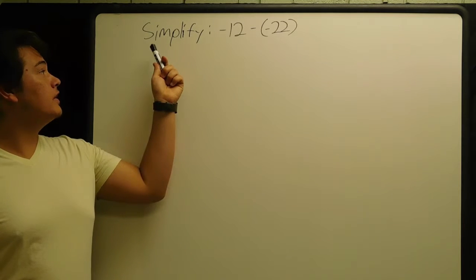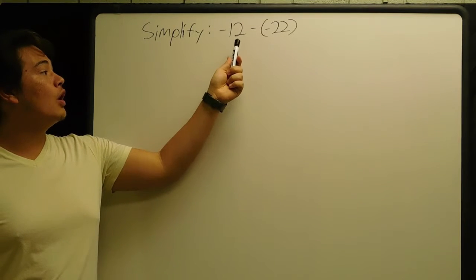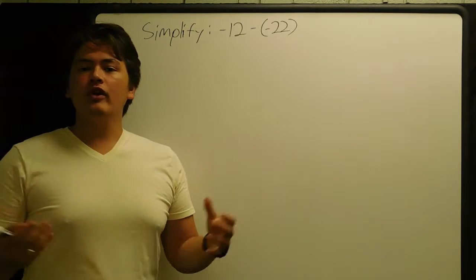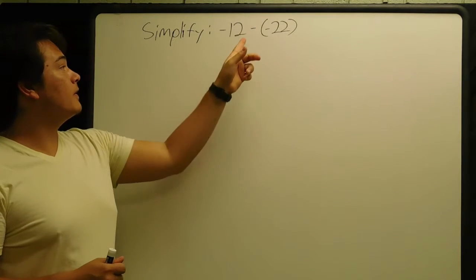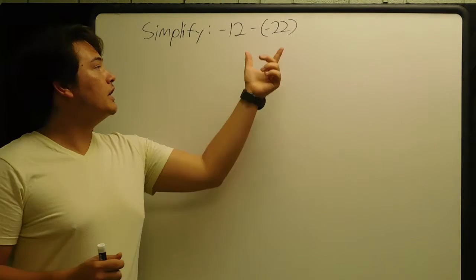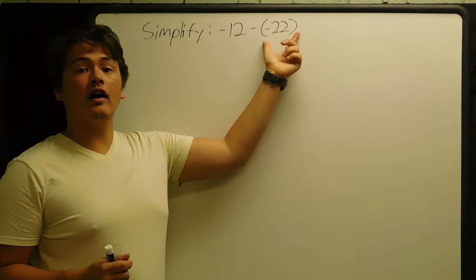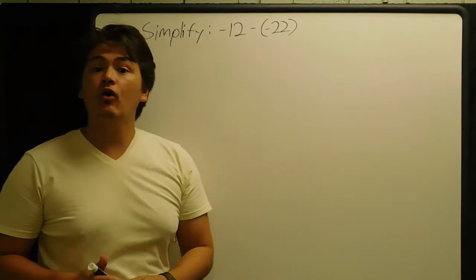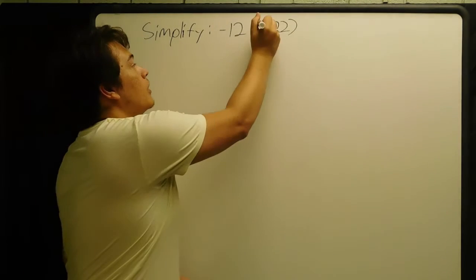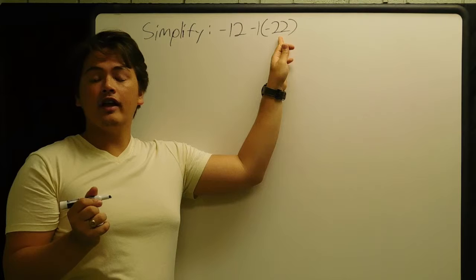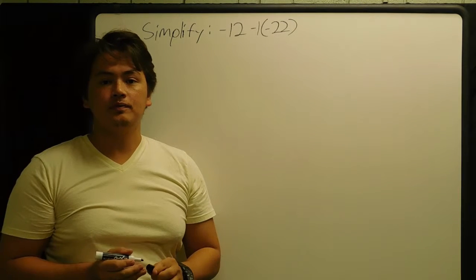This question is asking simplify negative 12 minus negative 22. So before I start this problem, let's look at this minus negative 22. Any number that has a parentheses around it, there is an imaginary either a positive 1 or a negative 1. So from here, I'm going to place a negative 1 next to the negative 22.